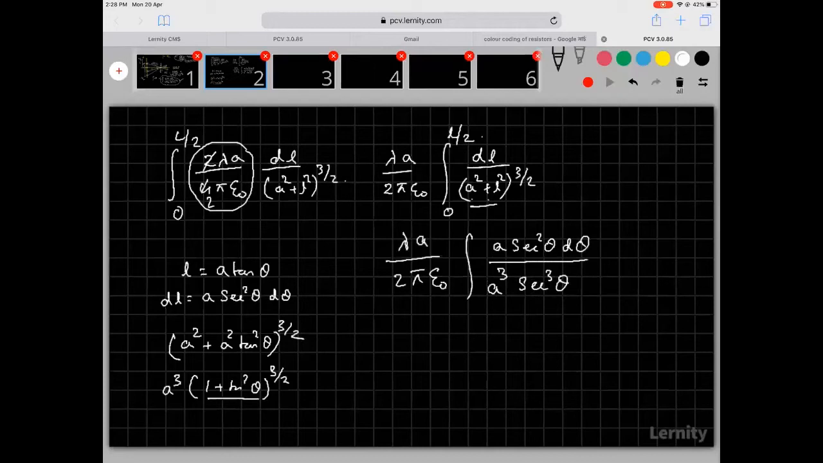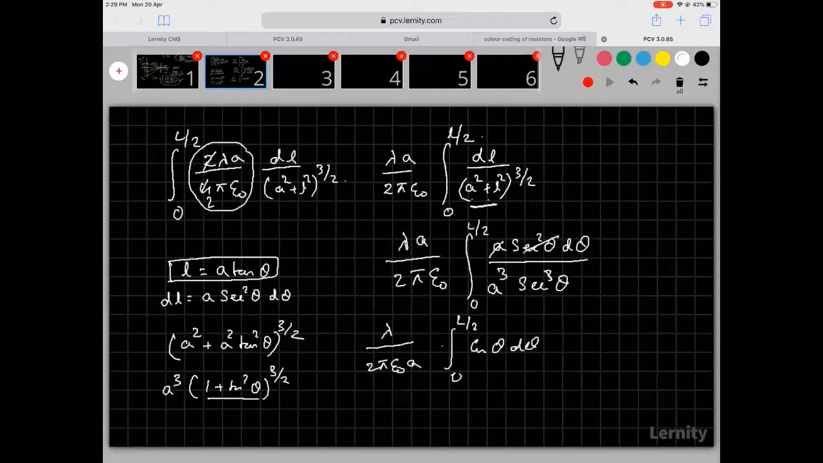This is what is known as integration by substitution. Whenever you have this form a squared plus l squared, this is the substitution that you do. Okay, this is standard. You'll have to memorize this. Now this is from 0 to L by 2. So now this will get cancelled here. It's also constant, so I'll bring it out. So I'll get lambda divided by 2 pi epsilon naught a. Secant squared will get cancelled. Secant will go up, and it will become integral cos theta d theta from 0 to L by 2.